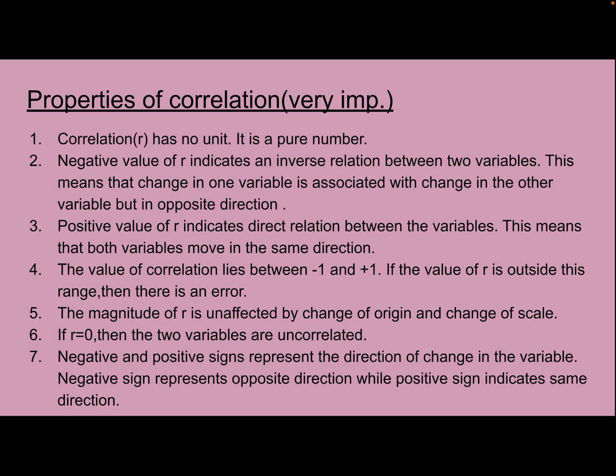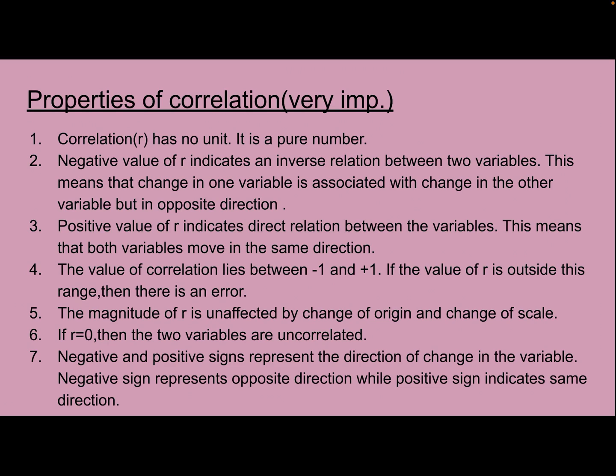Number 1, correlation or small r, this is how you denote it, has no unit. It is a pure number. That means when we write the value of correlation, we do not attach any unit of measurement along with it.